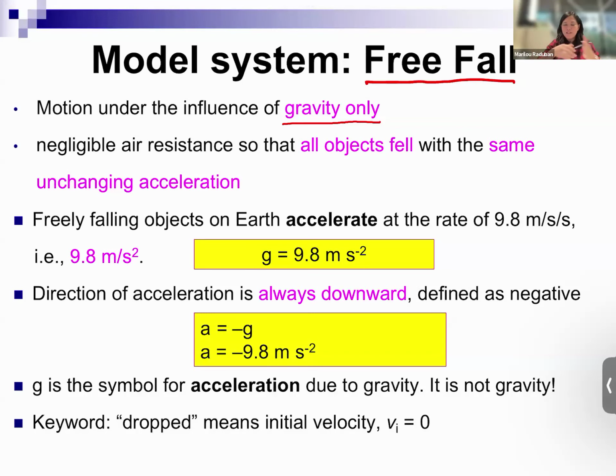Of course, everyone knows this object will fall to the ground because of the gravitational pull on the object. The assumption that we're making is that the air resistance is negligible. So if the air resistance is negligible, then any object falling under the influence of gravity without air resistance will have the same acceleration.